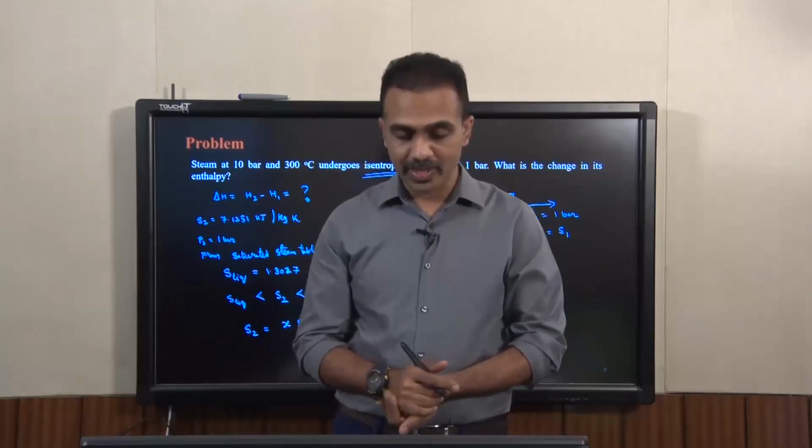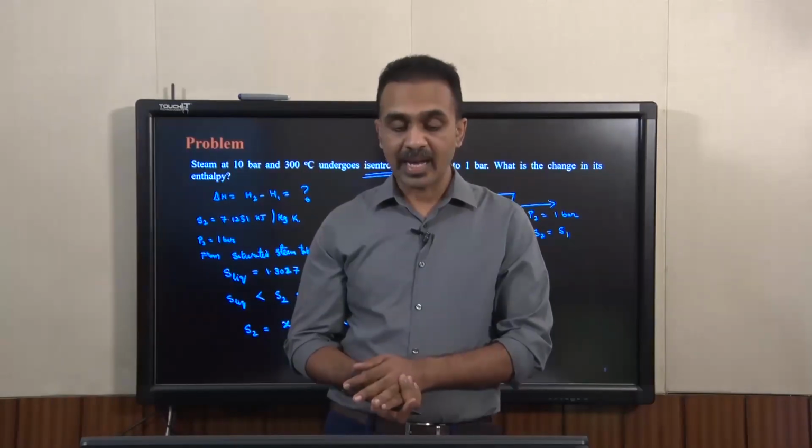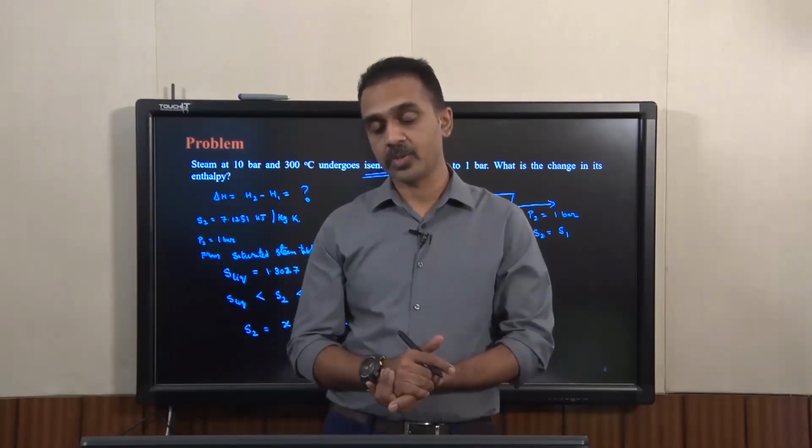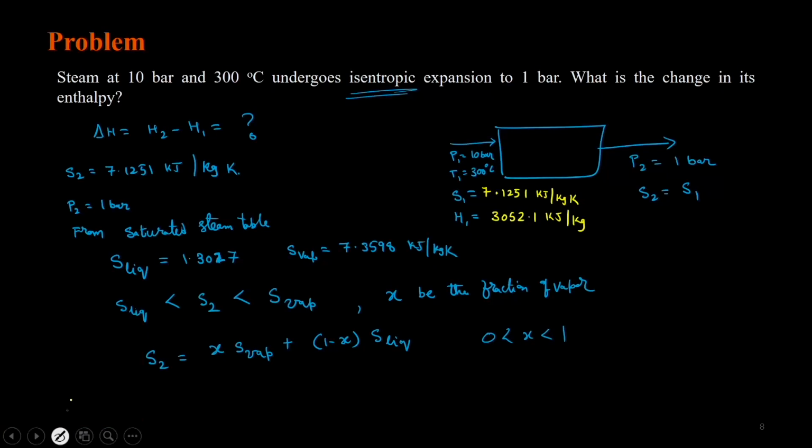So my situation is I'm going to have a two-phase mixture coming out, and the fraction of the vapor in this two-phase mixture is going to be X, and we usually call this X the quality of the steam. It's the vapor fraction in the stream. So now, since I know S2, I know S vapor, I know S liquid. S2 is right here, S liquid is here, S vapor is here. So once I know these three quantities, I can always go back and calculate X, right?